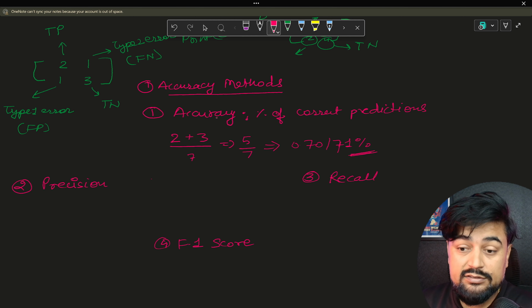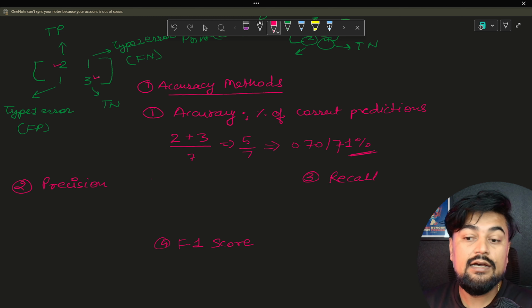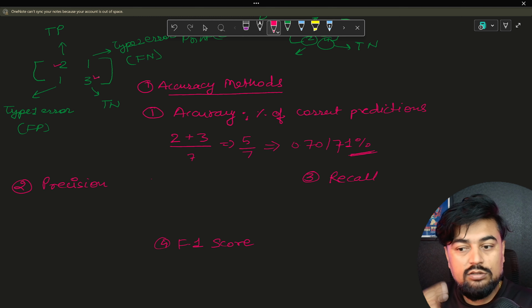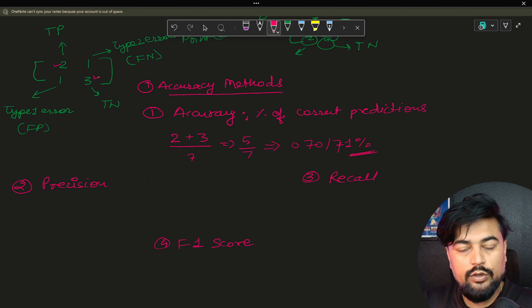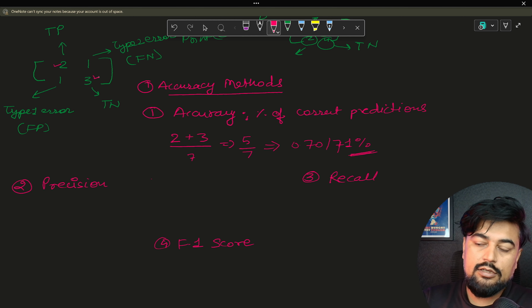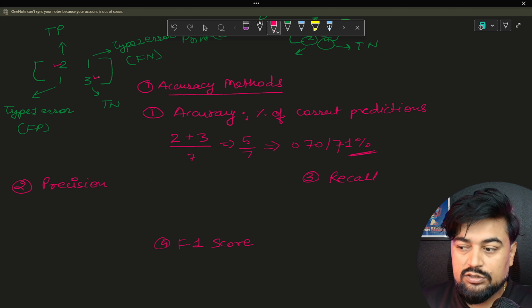Again, accuracy is what? Accuracy is the percentage of correct prediction. So this and this are the correct predictions, because true positive means actual positive and predicted positive. True negative means actually they were negative, and the prediction also says they are negative. So that is matching the value. Okay, now this is accuracy.